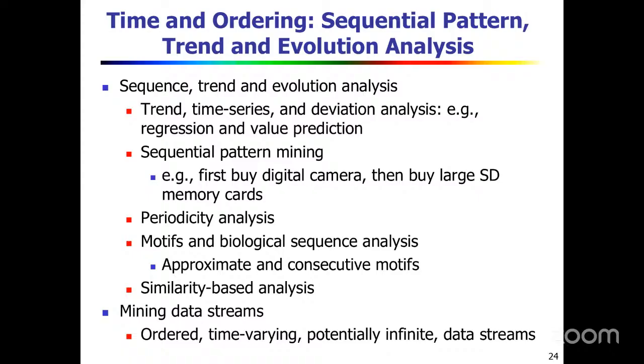First we buy the digital camera, then after 15 days or 1 month we buy the SD card or some other cards, something like that. This is the idea about sequential pattern mining, how the patterns are happening in a sequential manner. That means first one transaction, after some days transaction two, after some days transaction three, something like that, right? Then periodic analysis. Then the next one is motifs and biological sequence analysis.